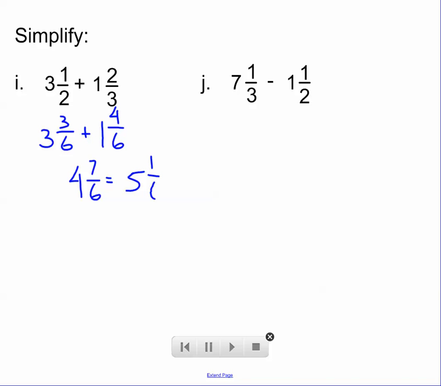7 minus 6 is 1. So 5 and 1/6. Okay, so if you turn 7/6 into a mixed number, it would be 1 and 1/6. So just add 1 and 1/6 to 4.